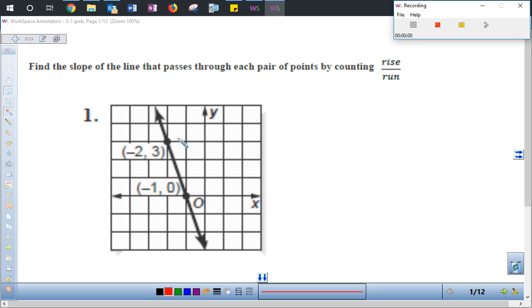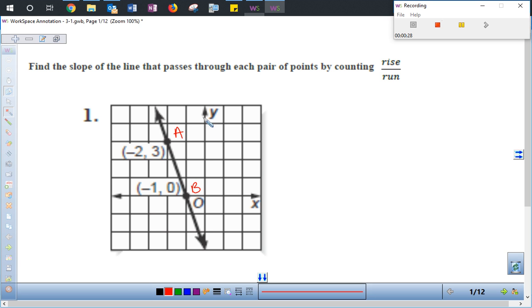So number one here, I've got 2 points. I'm going to call them point A and point B. And to find the slope, I need to go from one point to the other by counting rise over run. Now it doesn't matter which point you start at. You could start at point A or you could start at point B. You will get the same result either way. But what is important is that you keep the rise in the numerator and the run in the denominator. Now for me, I'm going to start at my left point and work my way right because that's the way that I read, so it makes more sense to me.